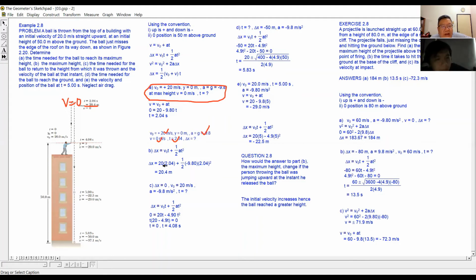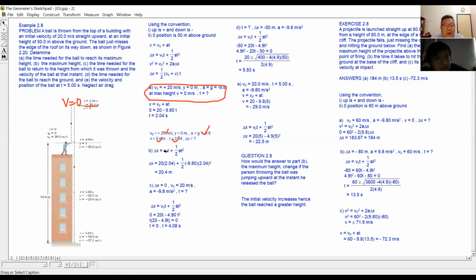Initial velocity is 20. The time from the top here, 2.04, half at squared. Half a is negative 9.8. T we have found earlier, 2.04 squared. So you use your calculator, calculate all this. The answer is 20.4 meters. That means you go up 20.4 meters.